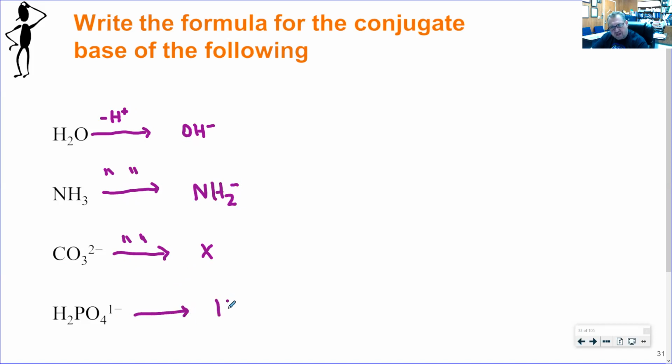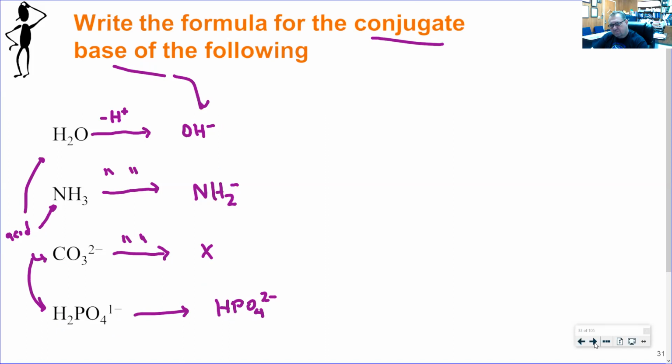Strip a proton from H2PO4 minus, it would be HPO4, and as I lose a proton, I lose one unit of charge, so it would be a minus 2. So this would be monohydrogen phosphate. We're starting with these, the acids. So on the left-hand side, everything would be the acid. On the right-hand side, they're forming the conjugate bases. So all of these on the right-hand side are the conjugate bases in the system.